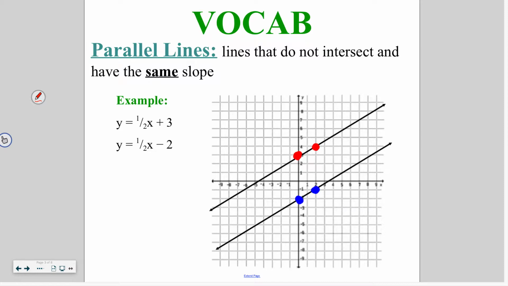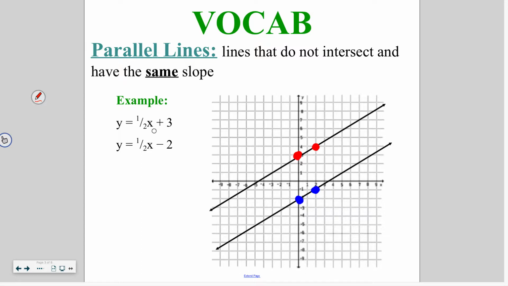So, a reminder, parallel lines, which we've talked about before, are lines that do not intersect. One new piece of information that's important for you is parallel lines have the same slope. Notice in these 2 examples, in my first one, I go up 3, and then my slope says up 1 and over 2. In the second one, I start by going down 2, and my slope says up 1 and over 2. So these 2 lines are parallel. They have the same slope, even though they have a different b value.